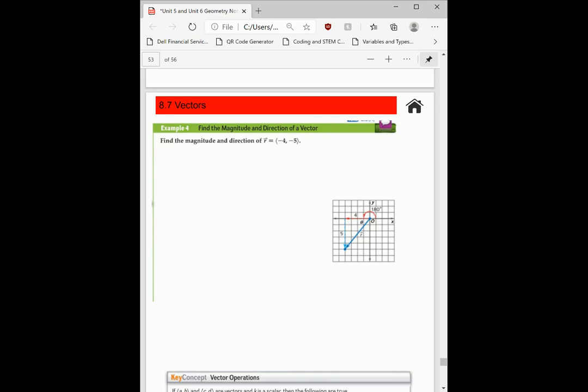Find the magnitude and direction of the vector. The magnitude of a vector on the coordinate plane can be found by using the distance formula, and the direction can be found by using trig ratios. First, we're going to use the distance formula. The magnitude of vector r is equal to the square root of x2 minus x1 squared plus y2 minus y1 squared. So we have negative 4 minus 0 squared plus negative 5 minus 0 squared. So this is the square root of 41, or about 6.4.